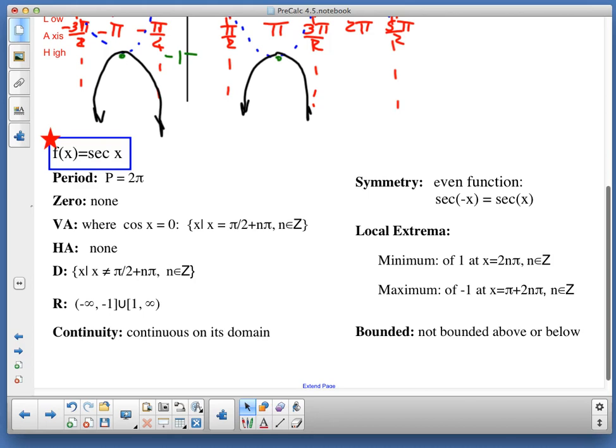As I'm looking through the vertical asymptotes, wherever the cosine of x is going to be 0. All right, and do we have horizontal asymptotes? There aren't. It is unbounded, I should say. It's an unbounded function when we're talking about secant. Cosine was bounded.